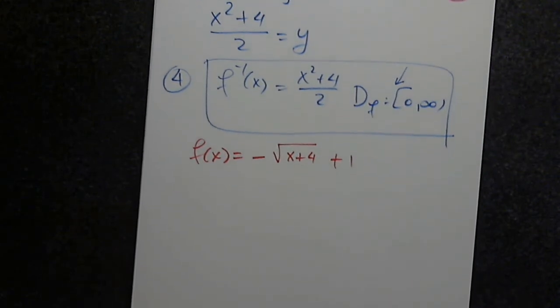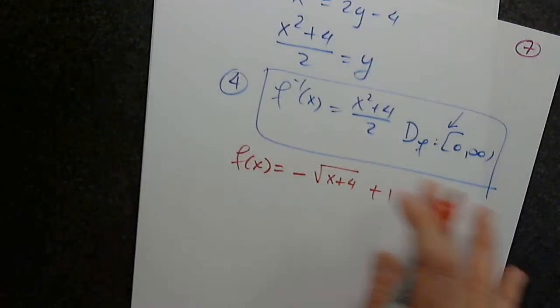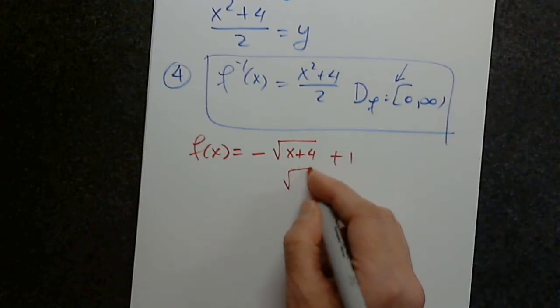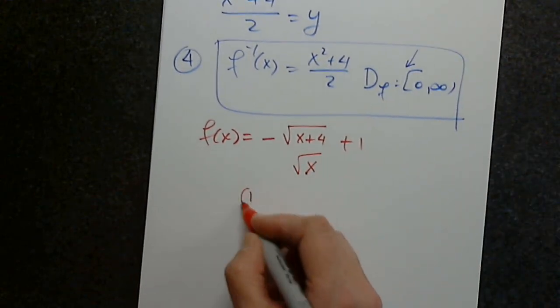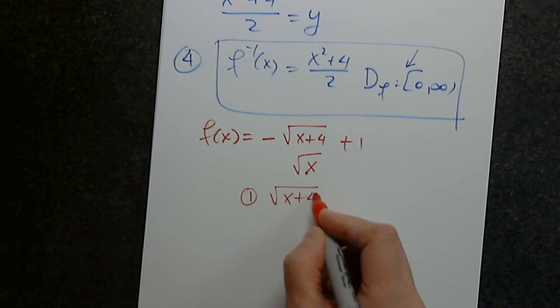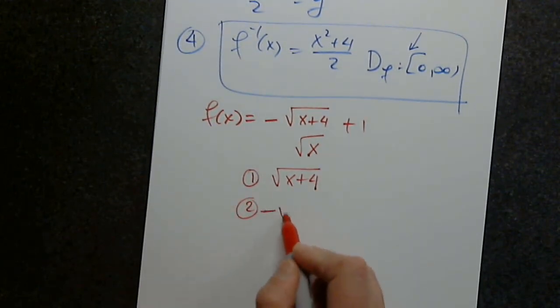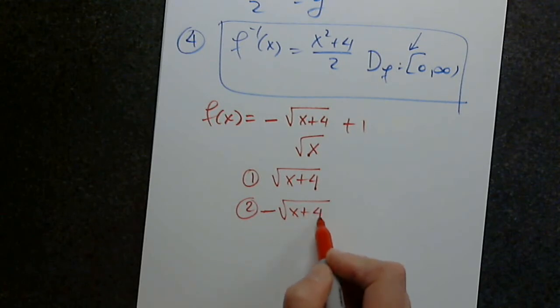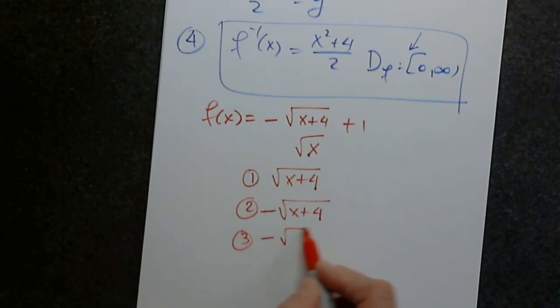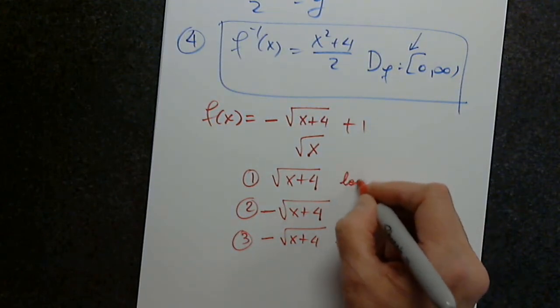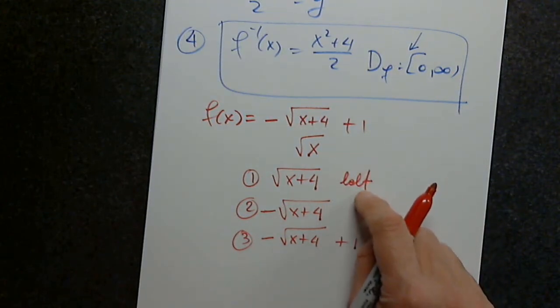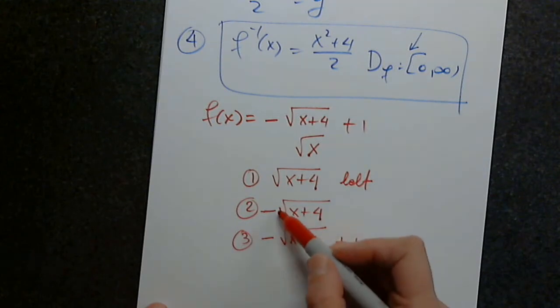Excellent. So the base function that was used for this, obviously, is the square root of x. The next in line will be the square root of x plus 4. The next in order of operations will be negative the square root of x plus 4. And then finally, negative the square root of x plus 4 plus 1. That's where I got it wrong. I had two of them switched. You need the negative first.